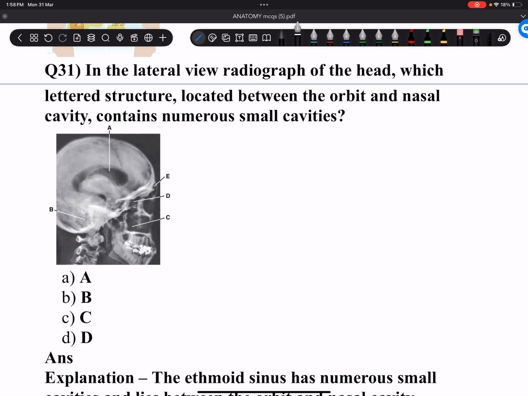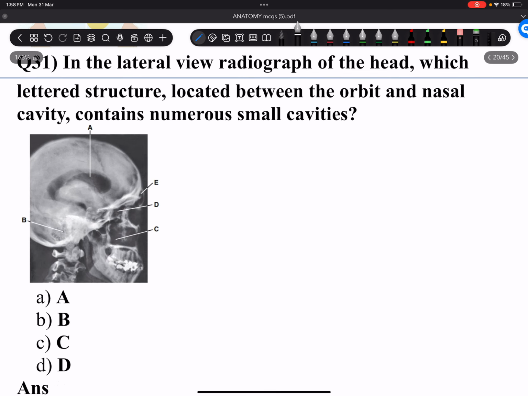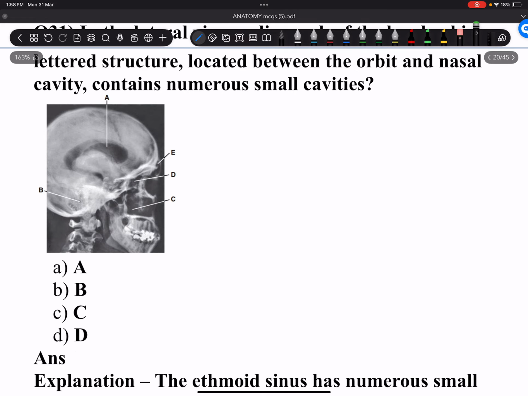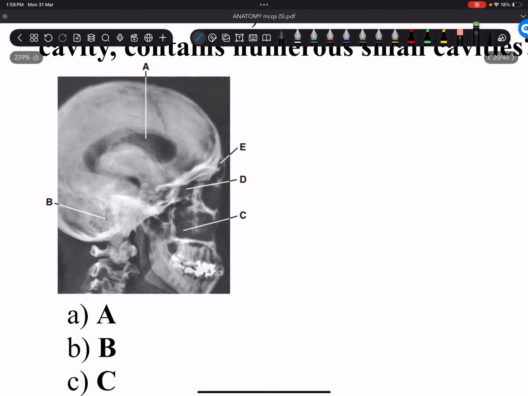So let's see the first question. In the lateral view radiograph of the head, which lettered structure located between the orbit and nasal cavity contains numerous small cavities? So this is the diagram, you can see appropriately.